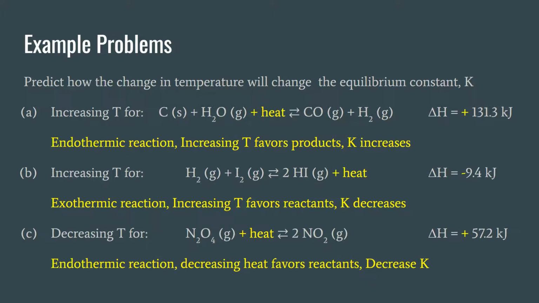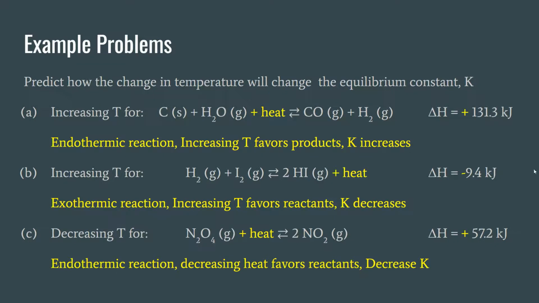Starting with the first one, since I have a positive delta H, it tells me it's an endothermic process. I can write that heat in as a reactant. If I increase T, that means more heat is going in. Heat is a reactant, so that means more products have to be made. More products means the reaction is more favorable, and that means K is going to increase.